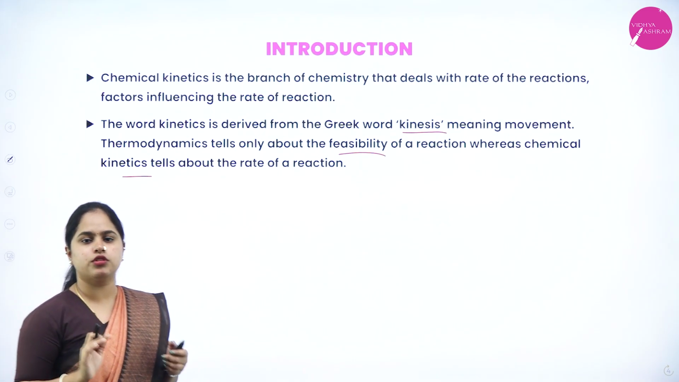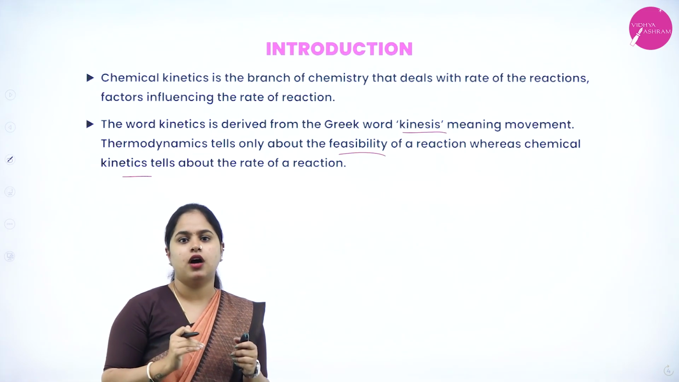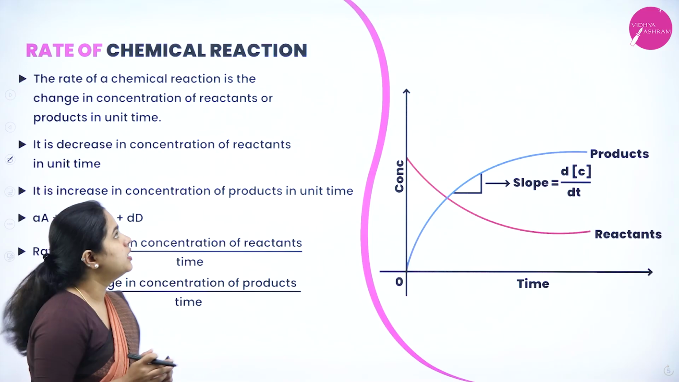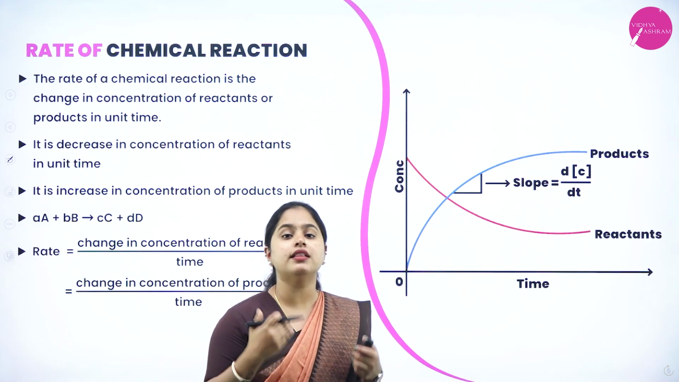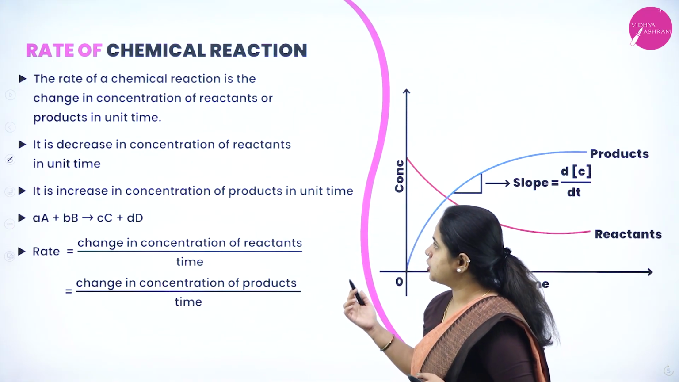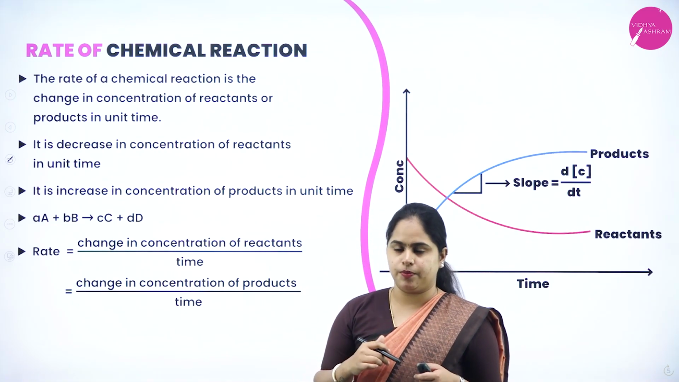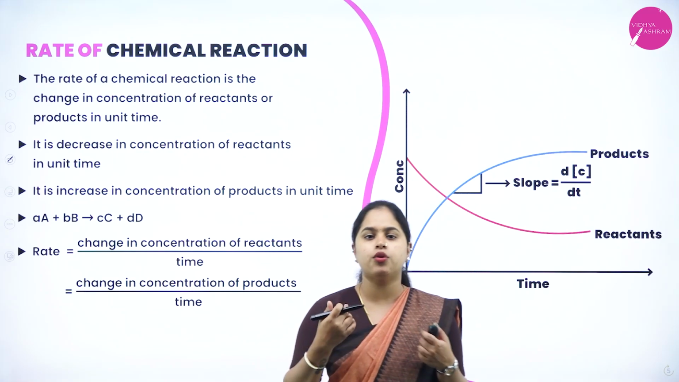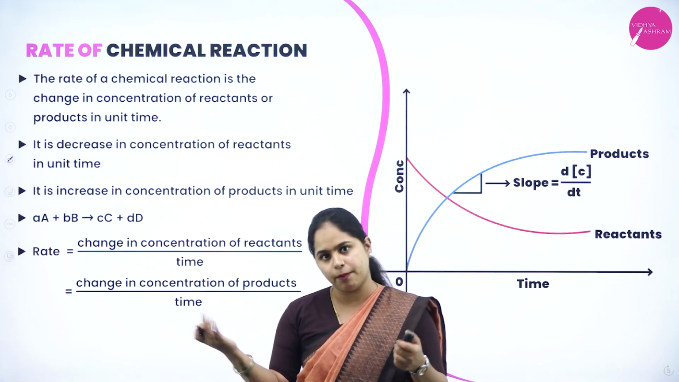I hope what we are going to study in this chapter is clear for you, and what this branch, chemical kinetics, is also clear for you. Now moving on to the rate of chemical reaction. How can you define the rate of a chemical reaction? The rate of chemical reaction is the change in concentration of reactants or products in unit time. You have studied in physics also, how do you define speed? Speed is the change in distance, or distance by time.